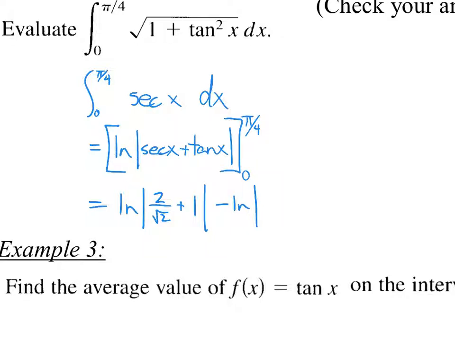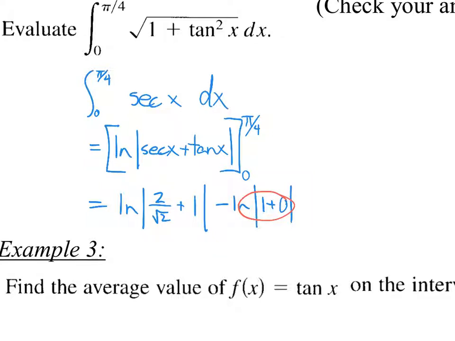What's cosine of 0? 1. So what's secant of 0? 1. Oh, we're smart. And what's the tangent of 0? 0. Okay. So now I'm taking ln of 1. What does that equal? 0. That whole thing is 0.